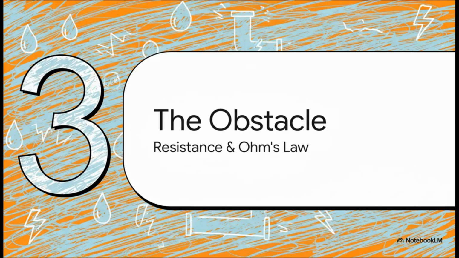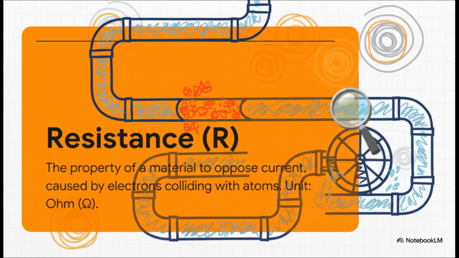So we've got our flow, the current, and we've got our pressure, the voltage. But the journey for these electrons is never perfectly smooth. Just like a narrow or rough pipe creates friction for water, wires create an obstacle for the current, and we call this obstacle resistance. Resistance is just a material's natural tendency to get in the way of that electric flow. And it happens for a simple reason. The electrons that are trying to move are constantly bumping and colliding with the atoms of the wire itself. We measure this opposition in ohms, named after George Simon Ohm.